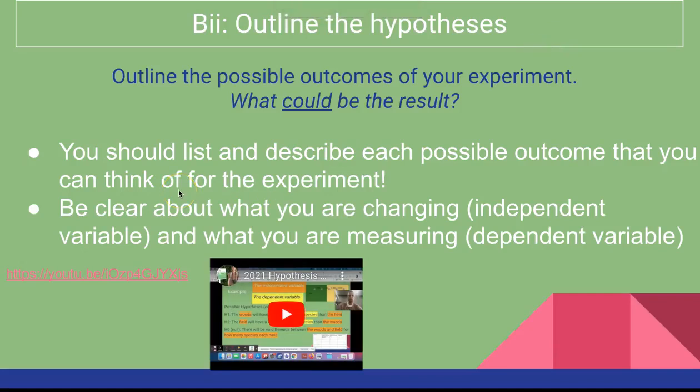So we're going to be learning how to write good hypotheses. When you're designing an experiment, you've got your question. The hypotheses should be all of the possible outcomes of what might happen when you actually do the experiment. So you want to be clear about what's being changed, the independent variable, and about what you're measuring, which is the dependent variable.